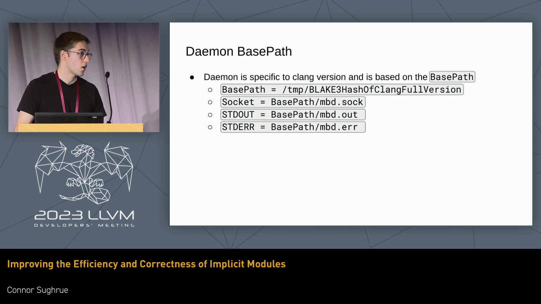Another thing we do to help make sure that daemons and Clang invocations are talking to compatible versions is incorporate the hash of the Clang version, which includes the git hash of the last commit, into the socket address. As you can see, the base path is underneath the temp directory and includes the Blake3 hash of the full Clang version baked into it. This is where we create the module build daemon socket and where we redirect stdout and stderr.